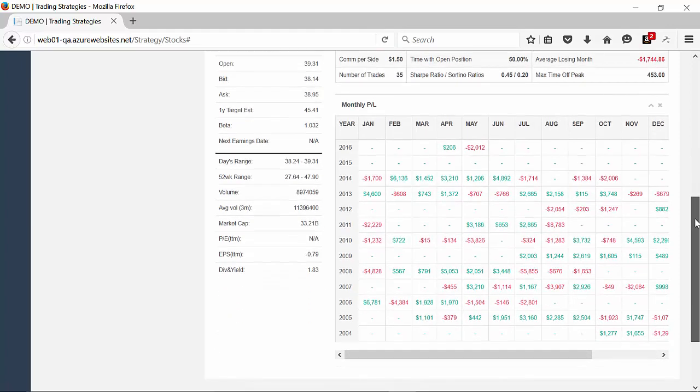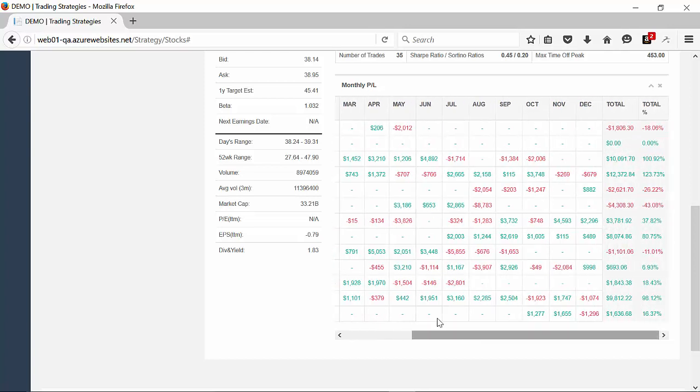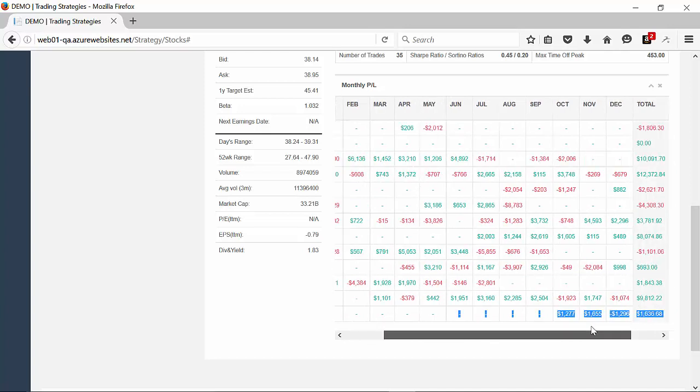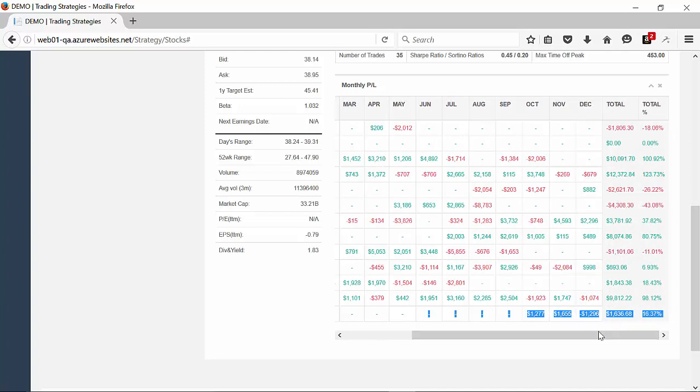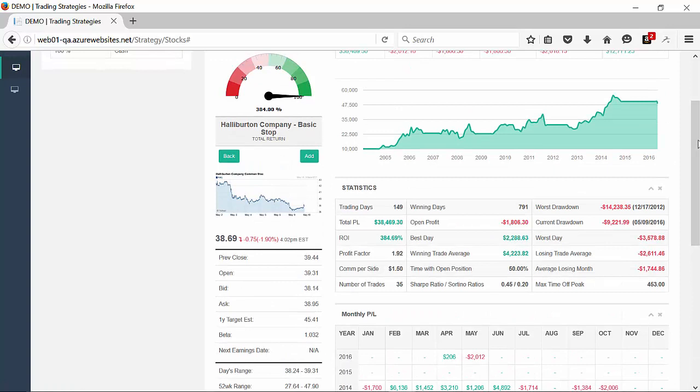Let's go ahead and scroll down. Then we have a breakdown going back to January 1st, 2004. This demonstrates how the money grew over time and gives you a month by month synopsis of how this strategy performed trading Halliburton. So you get a lot of information, and the beauty of the system is you can make very sophisticated decisions very easily by clicking buttons.